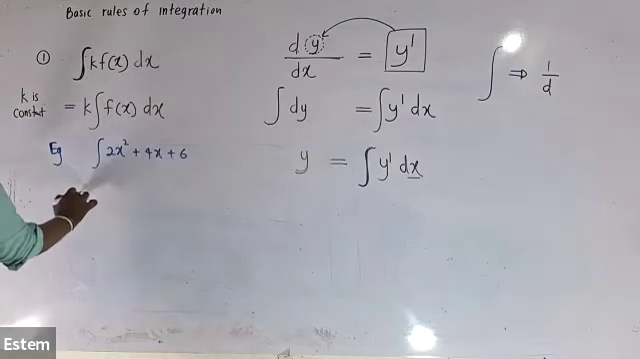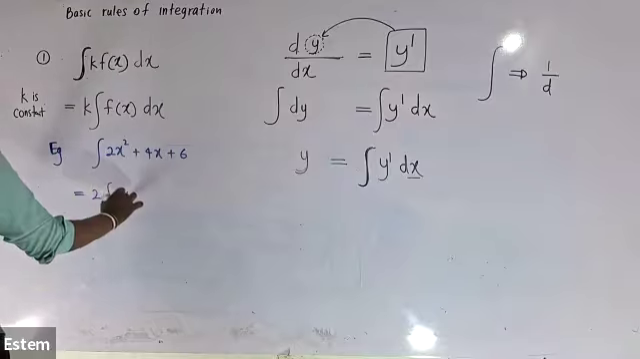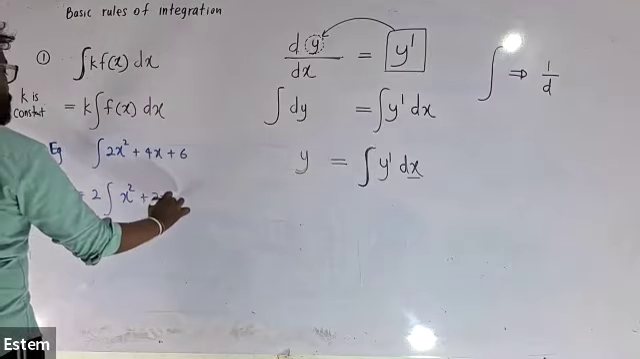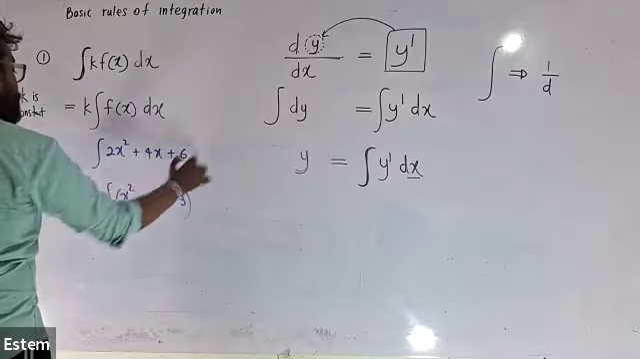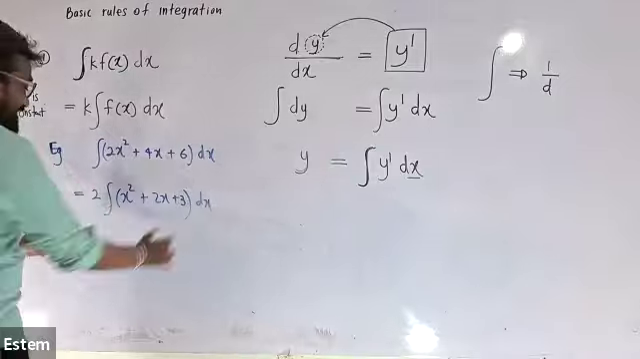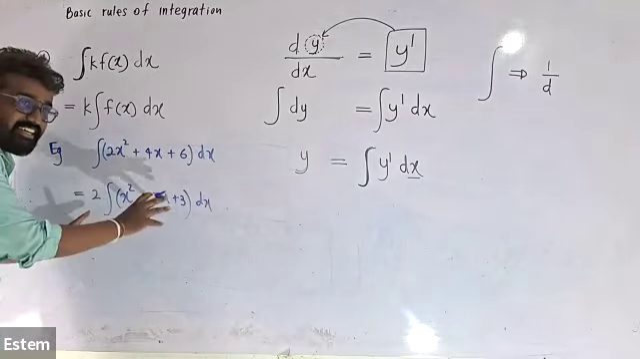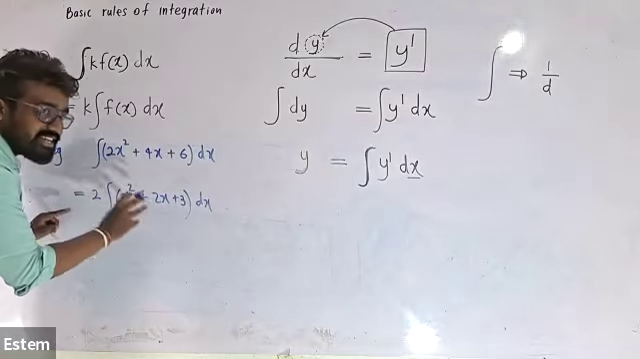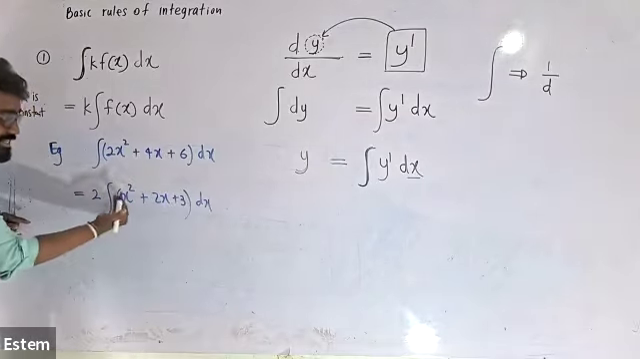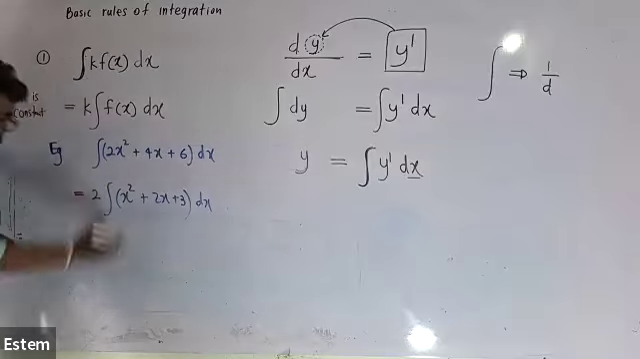In here you can take the 2 out of the integration symbol. You can get that x squared plus 2x plus 3. But integrating this will be another technique, integration of this. It's not studied in here. The only thing we studied in here is taking this common term, the constant, out of this.